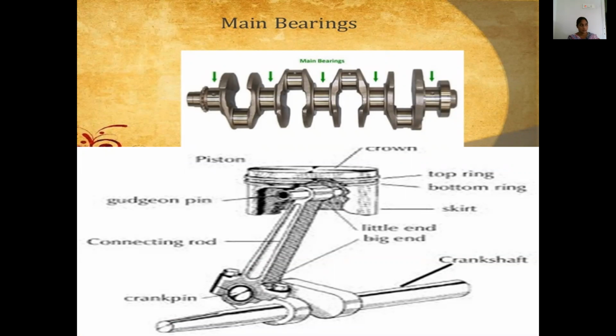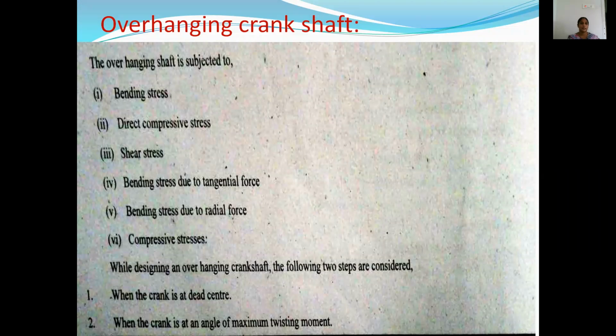The main bearings. This is the piston, piston pin, connecting rod, crank pin. This is the crankshaft, little end bearing, the skirt, top ring, and also the bottom ring. This is the overhanging crankshaft.